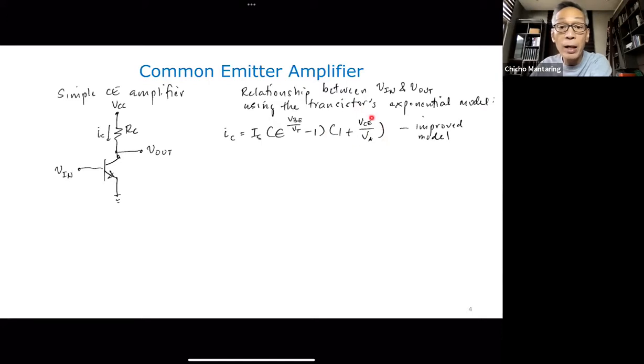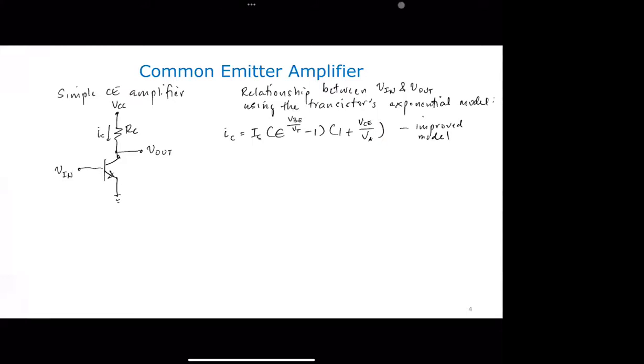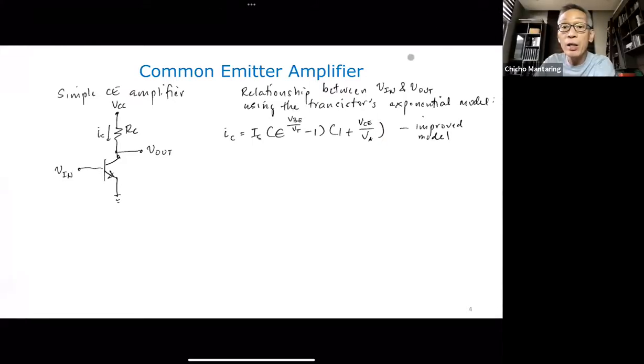I hope you recall what this term takes into consideration. You remember what V sub A is? Can somebody just shout it out? What is V sub A? Anyone? Early voltage, sir. Yeah, that's your early voltage. So we added this particular term here to take into consideration the early effect. That's what we did in the last model. Now, for the meantime, I'm going to neglect this.